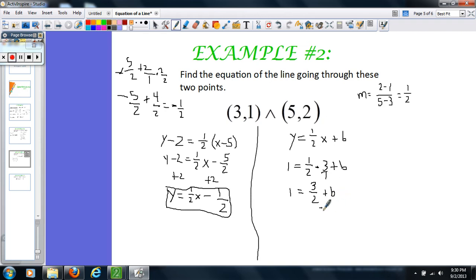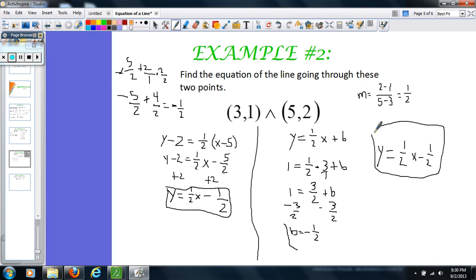And now I subtract 3/2 from both sides, and that will give me b equals negative 1/2. So then I'd plug it back in, and I'd get y equals 1/2 x minus 1/2. So I get the same equation either way. Okay? And again, I do truly apologize for the sloppiness of my writing with this mouse. It's really, really difficult to do.